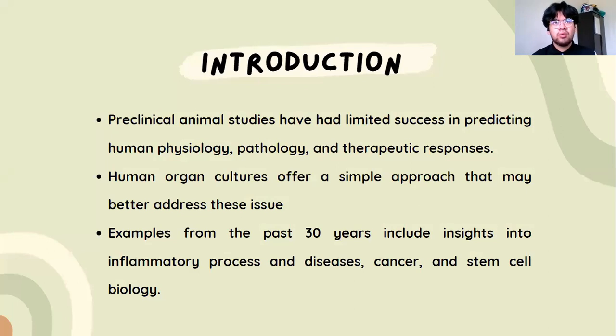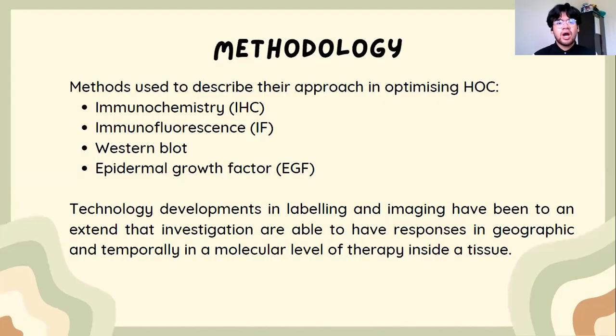So for the introduction, why are HOCs more preferable? This is because preclinical animal studies have had limited success in predicting human physiology, pathology, and also therapeutic responses. Human organ culture actually offers a simple approach that may better address this issue. For example, over the past 30 years it has provided insights into the inflammatory process and diseases, cancer, and also stem cell biology.